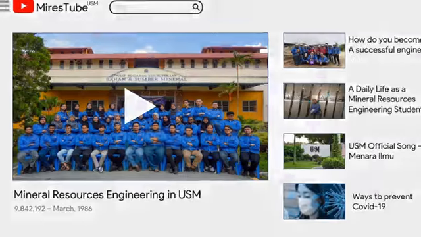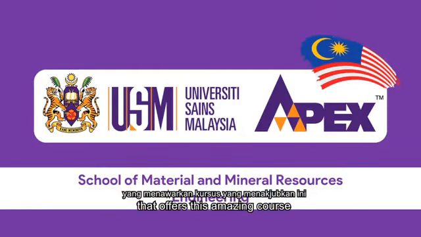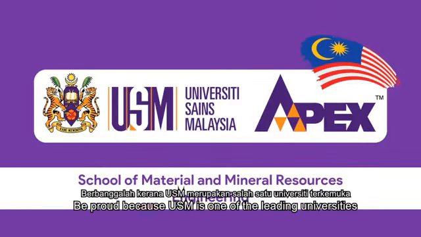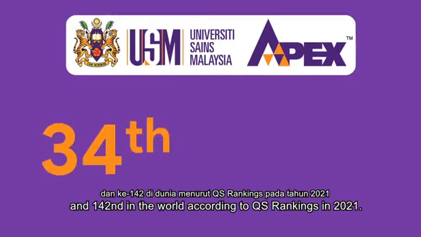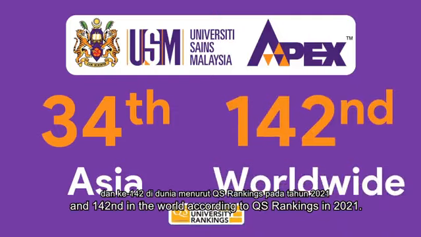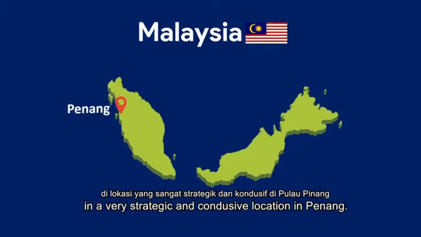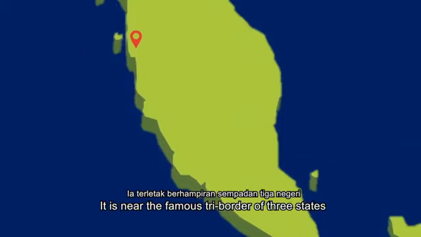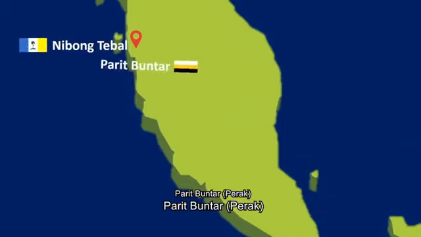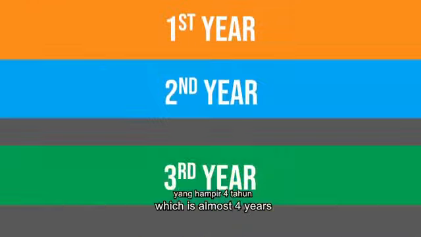Let's click this one. University Science Malaysia is the only university in Malaysia that offers this amazing course. Be proud because USM is one of the leading universities with excellence in mind. USM stands among the great names in Asia with the ranking of 34th in Asia and 142nd in the world according to the QS ranking in 2021. The School of Material and Mineral Resource Engineering is located in a very strategic and conducive location in Penang. It is near the famous tri-border of three states, which is Nibong Tebal, Penang, Parit Buntar, Perak, and Bandar Baharu, Kedah. Your study will take around 8 semesters, which is almost 4 years.